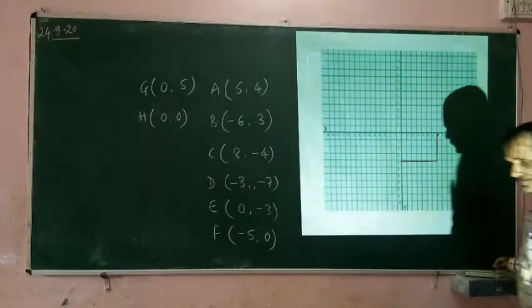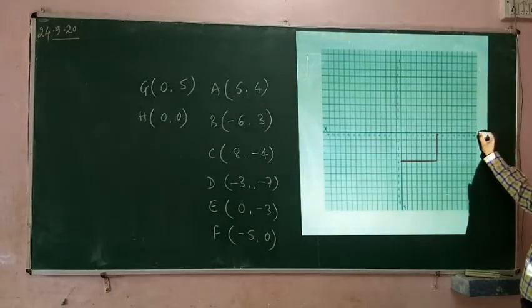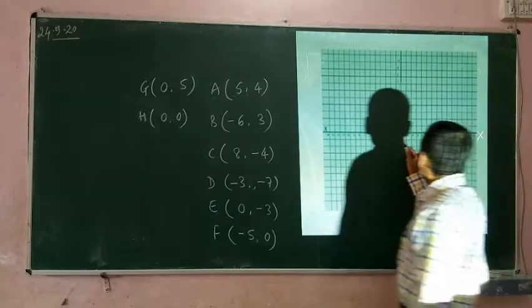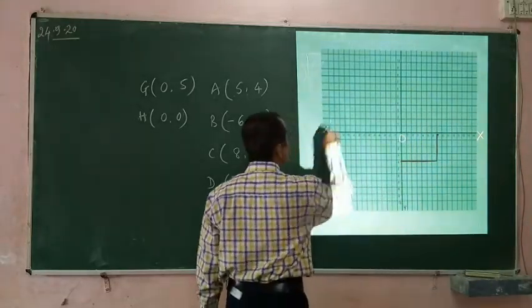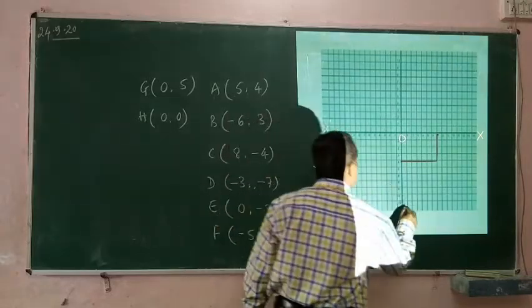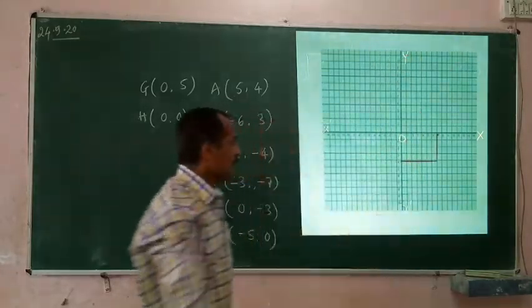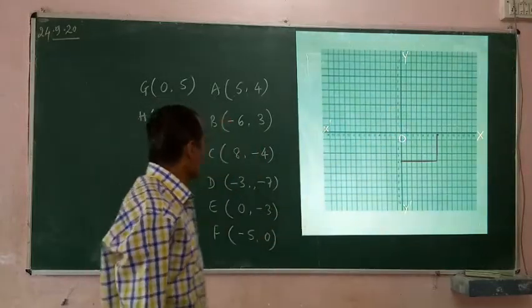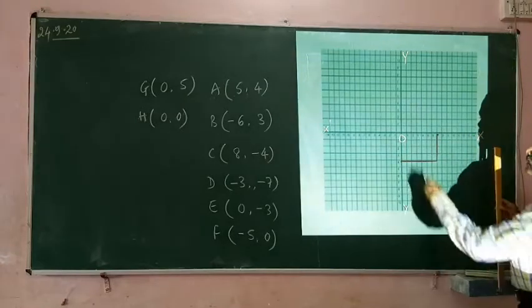Let me call this as x. This is the origin O. This is x dash. This is y dash, O and y. Okay? They are mutually perpendicular axes. Come on. First, A 5, 4.